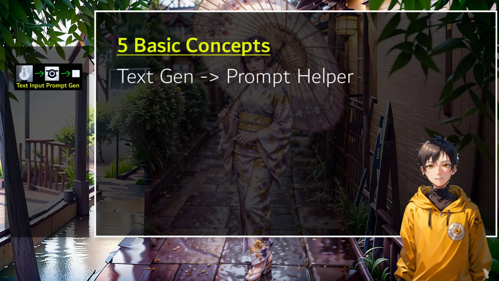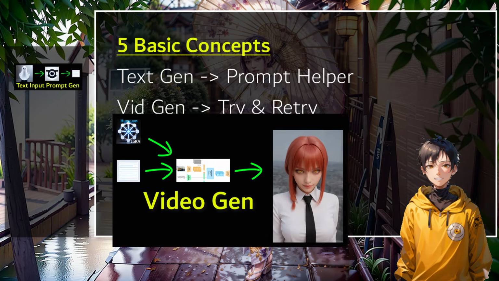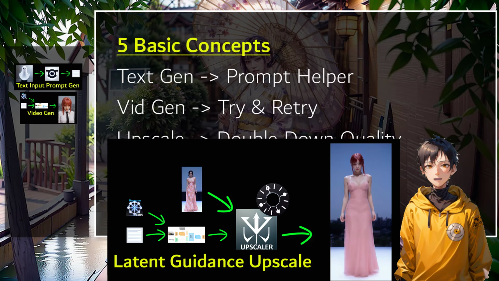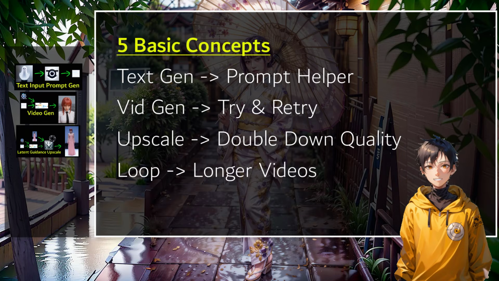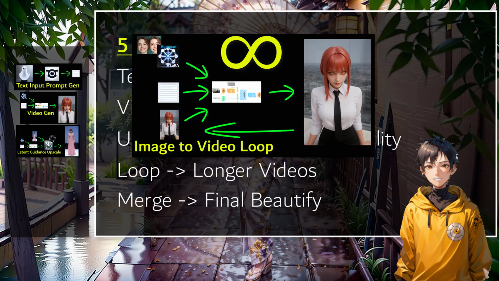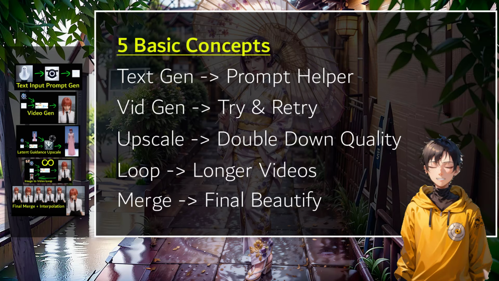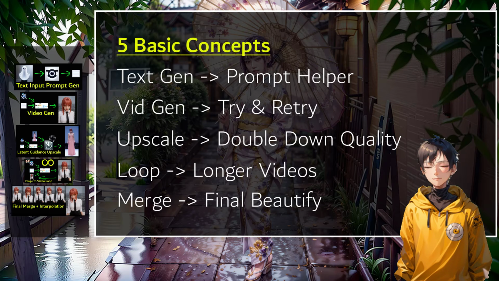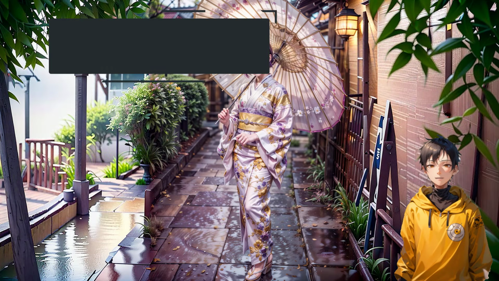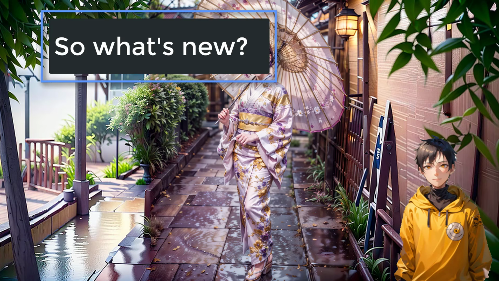The text input prompt gen, the video generation there, the upscale with double down quality, the loop for longer video, meaning the image to video, and the merge for the final interpolation and final merge. So what's new?